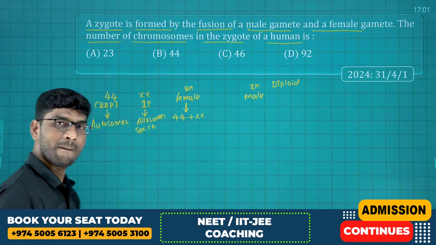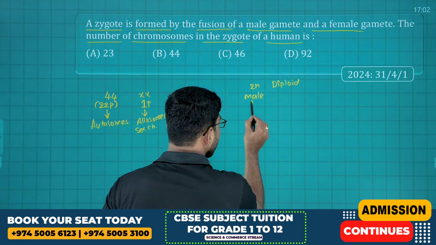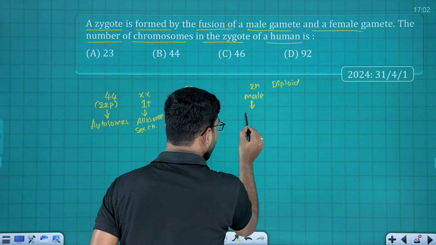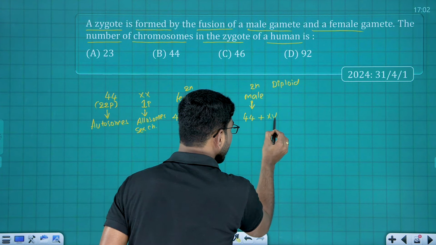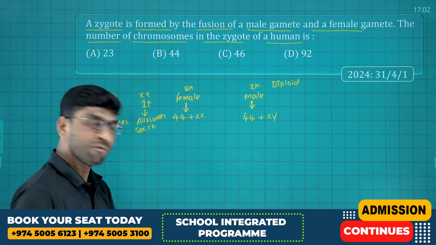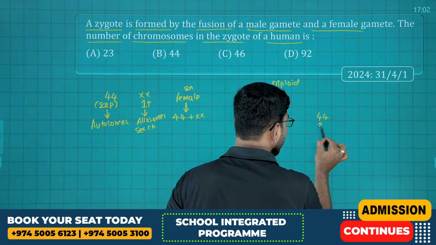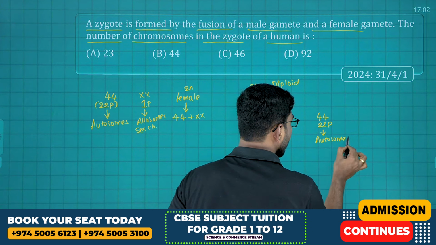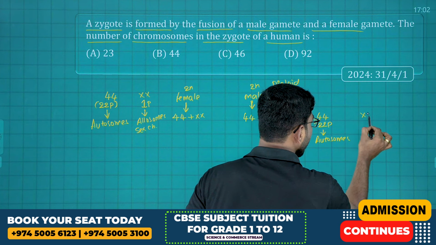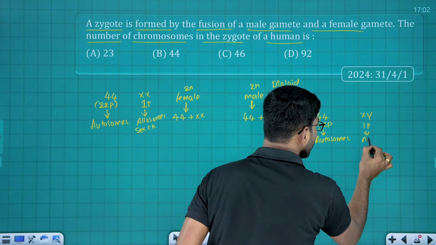Allosomes, or we can also call them sex chromosomes. Come to the male. What is the karyotype of male? How many total chromosomes are in the male? 44 plus XY chromosomes. 44XY. Let me write here one more time: 44 or 22 pairs I can call autosomes. Next, the XY chromosome, or one pair, I can call allosome.